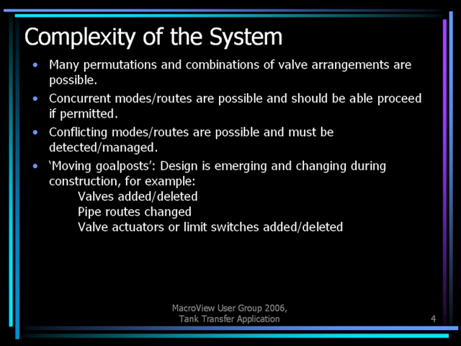So as I said before, we've got concurrent modes being possible, and we'd like to be able to do them if they're going to be permitted. If another task that you want to start in the system conflicts with something that's already running, we'd like to flag that and not let it proceed. And the last point there, as I said, the design is emerging and changing during the construction. As the client realises another feature or situation that they want to try and cover, they've added or changed valves, added or changed bits of pipe, and as they do that on the fly while we've already started working, it was making our head hurt.